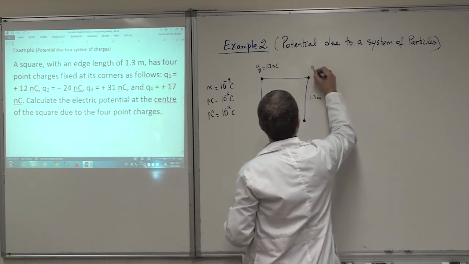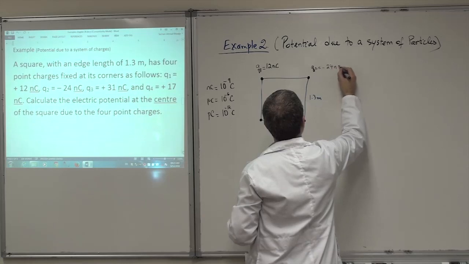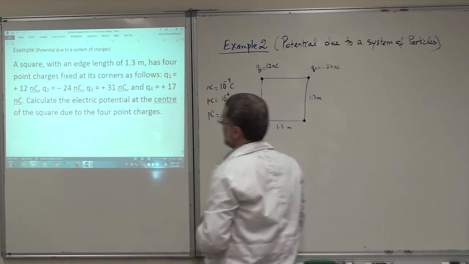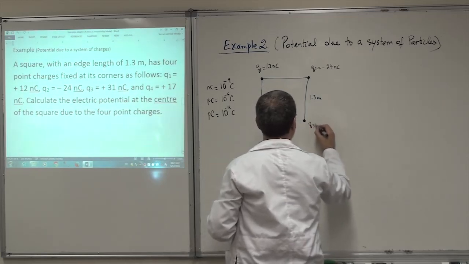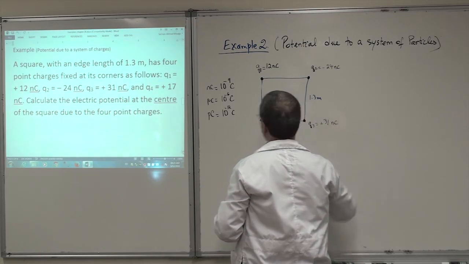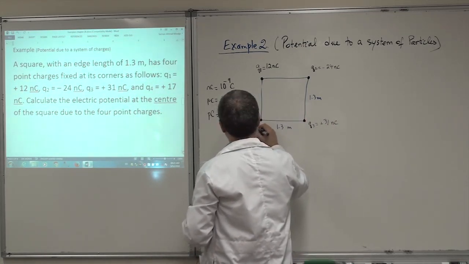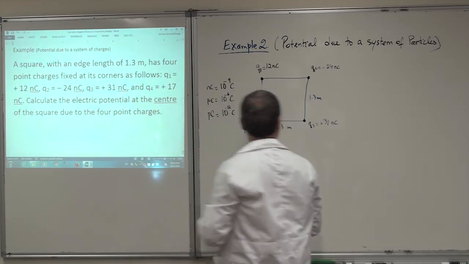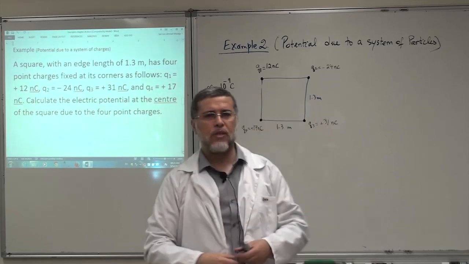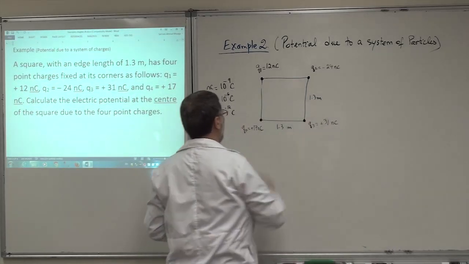Charge Q2 here is equal to minus 24 nanocoulomb. This is positive charge and negative charge. And Q3 here is plus 31 nanocoulomb, and Q4 is plus 17 nanocoulomb. So he gave you the charges in the corners of this square. They are not equal charges, but it doesn't matter. Q1, Q2, Q3, and Q4.